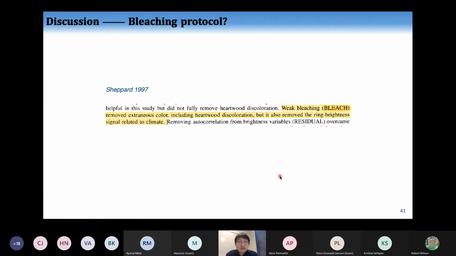So this result is in good line with the Shibard 1997 paper, which showed that the bleaching protocol could also remove the ring brightness signal related to climate.